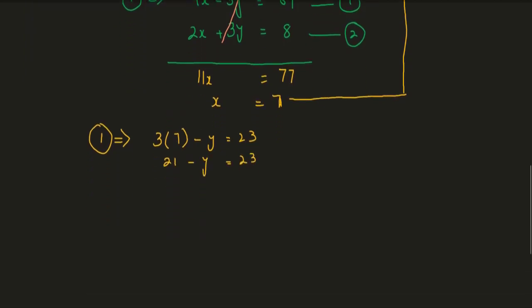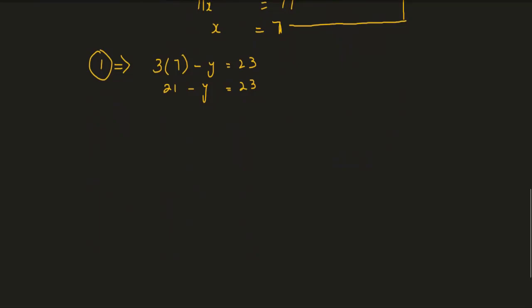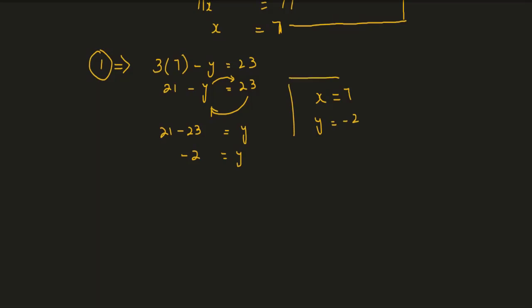I'm going to flip the sides. I'm going to take 23 on this side and I'm going to take y on the other side. So when I take y on the other side, it makes plus y, and 21 minus 23, so minus 2 is equal to y. So for this question, x is equal to 7 and y is equal to minus 2.